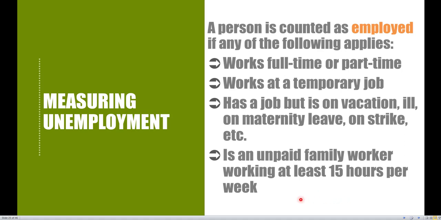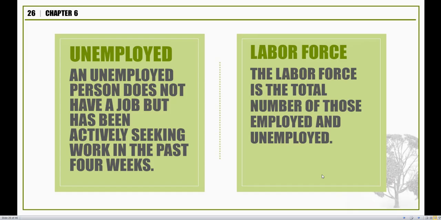But if you're still working for them at your mom and pop shops, your smaller stores, family businesses, you are still counted as employed in this scenario. How about in terms of unemployed? You are unemployed if you do not have a job, but you have been actively seeking work in the past 4 weeks. The key phrase that we want to focus in on is an active job search.